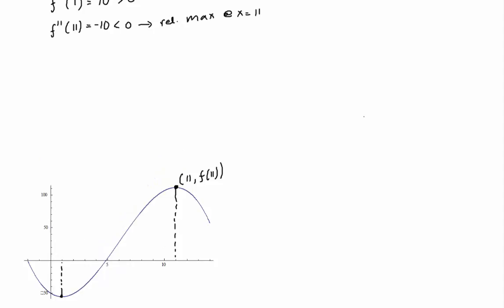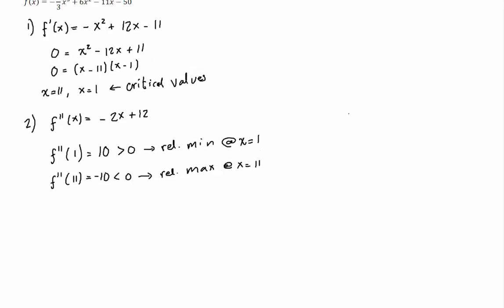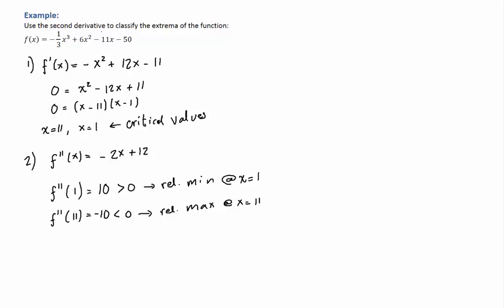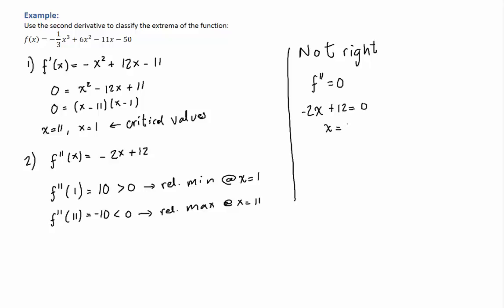Now, a big danger when you're doing the second derivative test is, since the statement of the problem says use the second derivative to classify the extrema, often people do something that is not right: they set the second derivative equal to 0. But what this is going to give you is not critical values. It's going to give you possible inflection points. In this particular case, this would happen when you solve the equation negative 2x plus 12 equals 0, which gives you x equals 6.